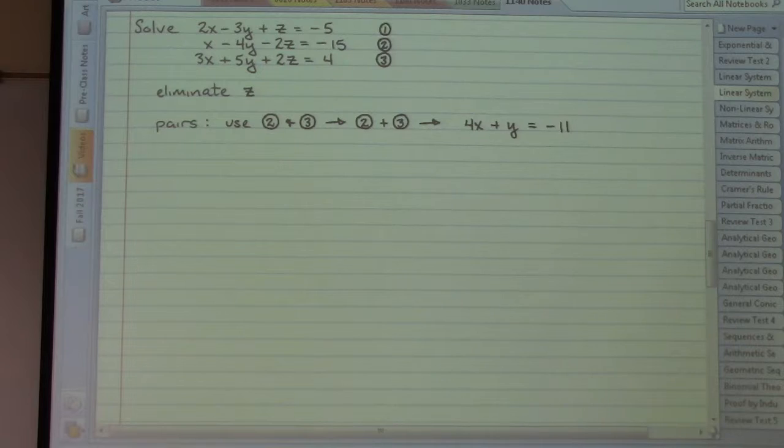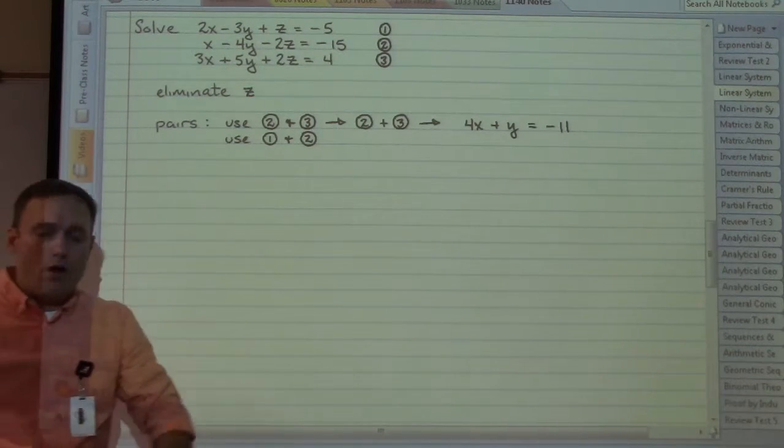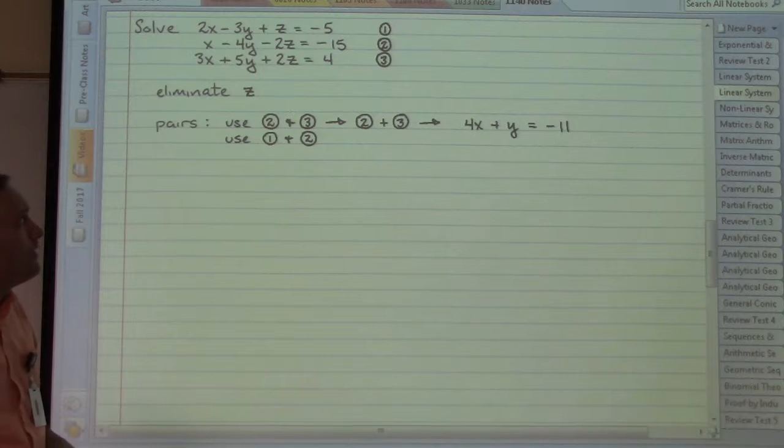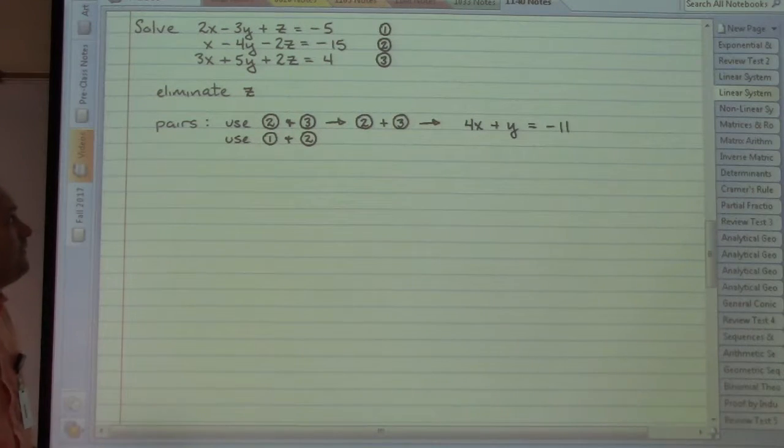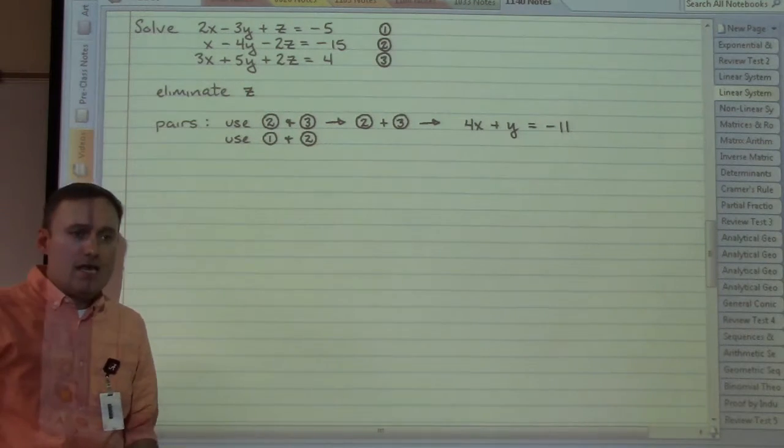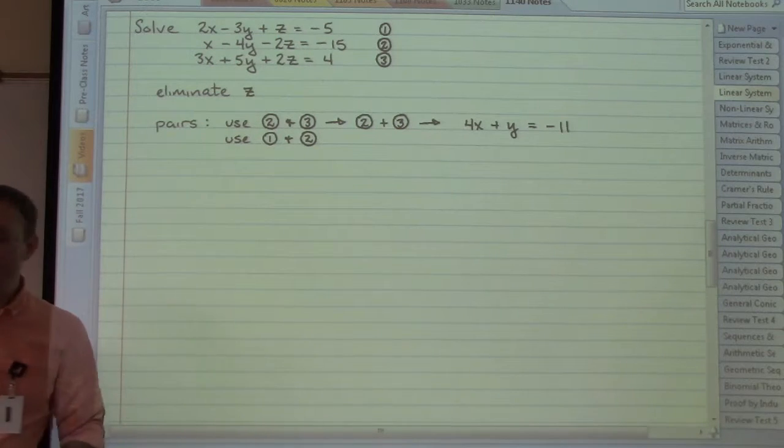Now we can pick a different pair to use to create a second equation. I would like to use the first equation because that gives me a nice little adjustment. And again, thinking smartly about what we've got going on, we'll go ahead and use the second equation as well, because the first and second equation already have opposite signs from one another when I look at the z stuff. The first equation has a plus z, the second equation has a minus 2z.